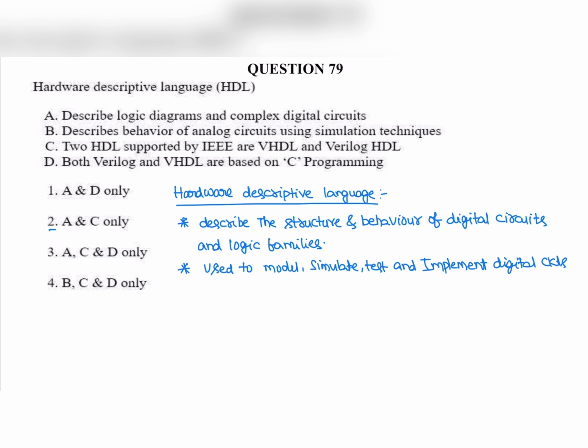Two IEEE supported hardware description languages commonly used in industry and academia are Verilog and VHDL. VHDL means very high speed integrated circuit hardware description language, and other HDLs are System Verilog and so on.